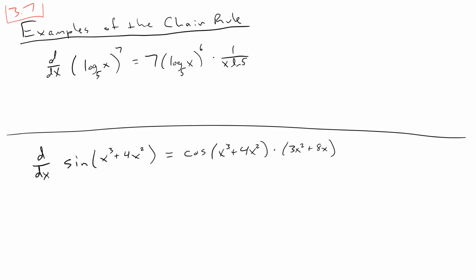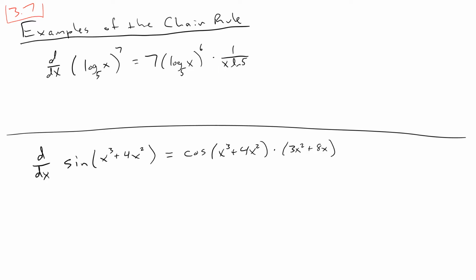The first one is kind of an extension of the power rule. You've got the derivative of some function raised to the 7th power. So we do our power rule, 7 times that function raised to the 6th power. But then to finish the chain rule, you multiply it by the derivative of whatever that inside function was. In this case, the derivative of log base 5 of x is 1 over x natural log 5. Okay, so we finish it off by multiplying by the derivative of the inside.